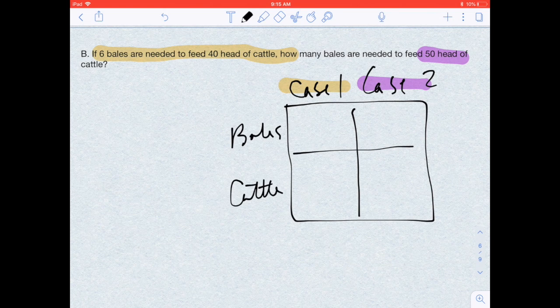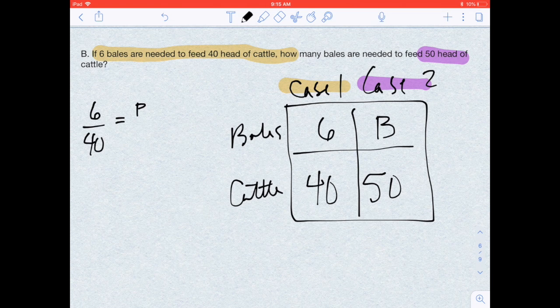Now, could I have left it the other way? Yes. As long as I make sure my numbers are in the right spot, it doesn't matter which order I write them in. I'm just trying to make sure it's as close to what you did as possible so it's easier for you. So case 1 is 6 over 40 and 50 cattle's over here. I don't know the number of bales though. Bales is like bales of hay. So how much would I need to feed them? So then I make my fractions.